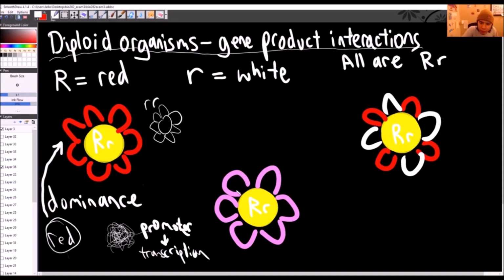In this case over here, we have pink, and we know that pink is a blend between red and white. So this is an example of incomplete dominance.